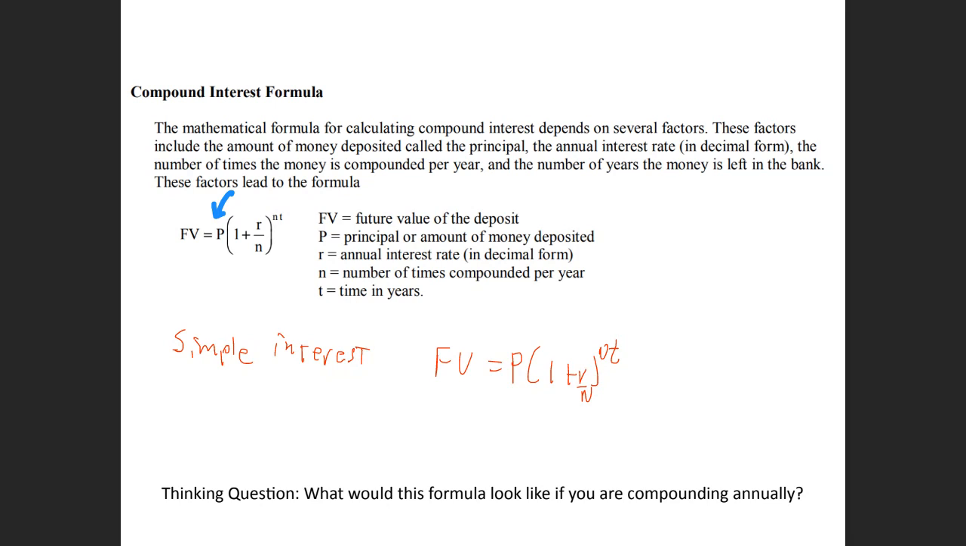And n, if they say you're compounding monthly, then n would equal 12 because there's 12 months in a year. If they say you're going to compound daily, n would be 365 because there's 365 days in a year. So n is the number of times you're compounding. If they say you're going to compound quarterly, that means you're going to compound 4 times per year. So your n value would be 4. So n just stands for how many times you're going to compound that money every year.